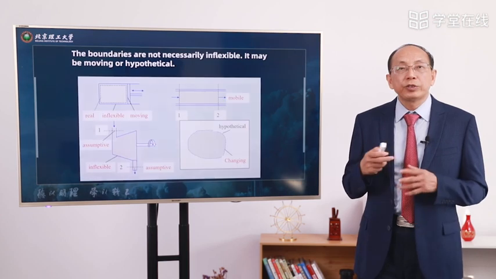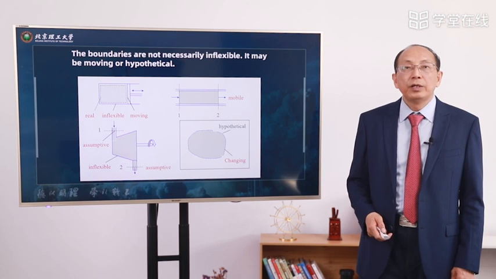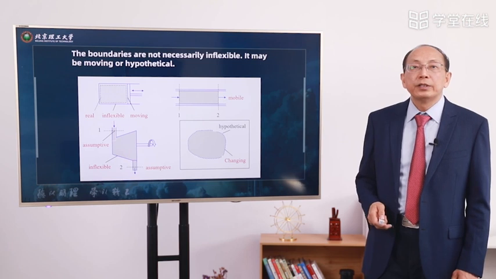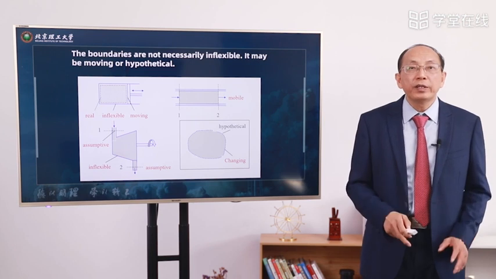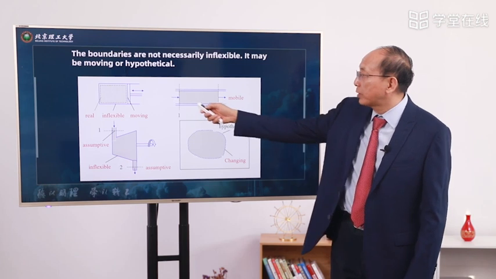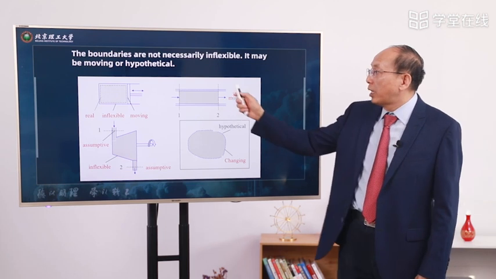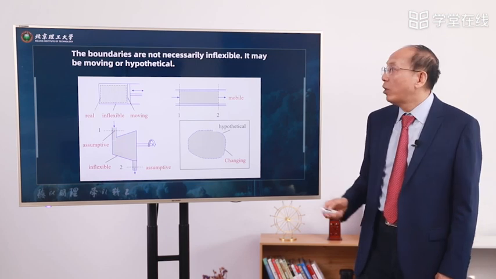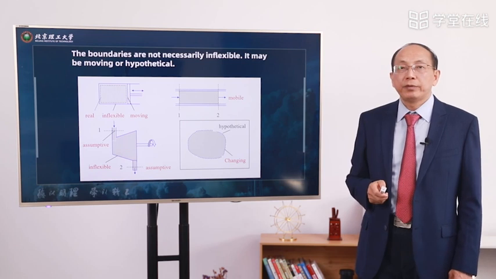Here we should give some explanation about the boundaries. Mostly we think the boundary is inflexible, but here it may be moving or hypothetical. The first picture is a cylinder. The cylinder outside is certainly inflexible, but when the piston moves, the boundary is moving.